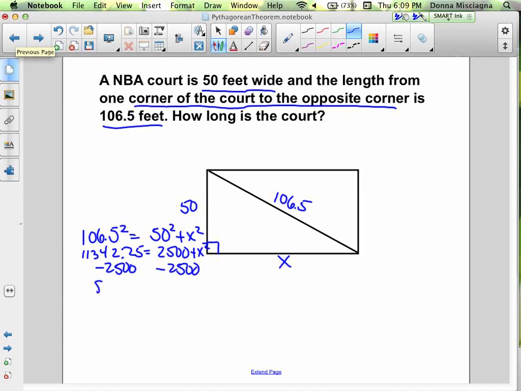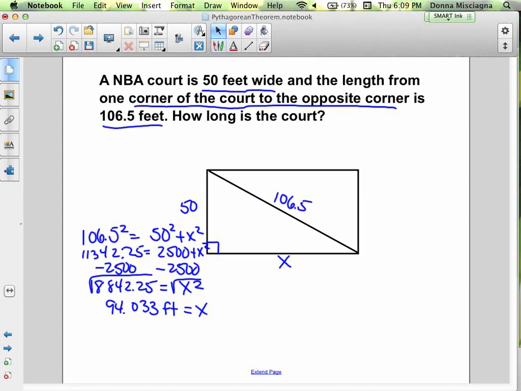So we have 8,842.25 is equal to x squared. And since we already have a decimal in there, let's just get a decimal approximation. So it's approximately 94.033 feet. Okay, we just took the square root of both sides. So on a problem like this, a real world problem, we already have a decimal. Let's just take the decimal approximation.